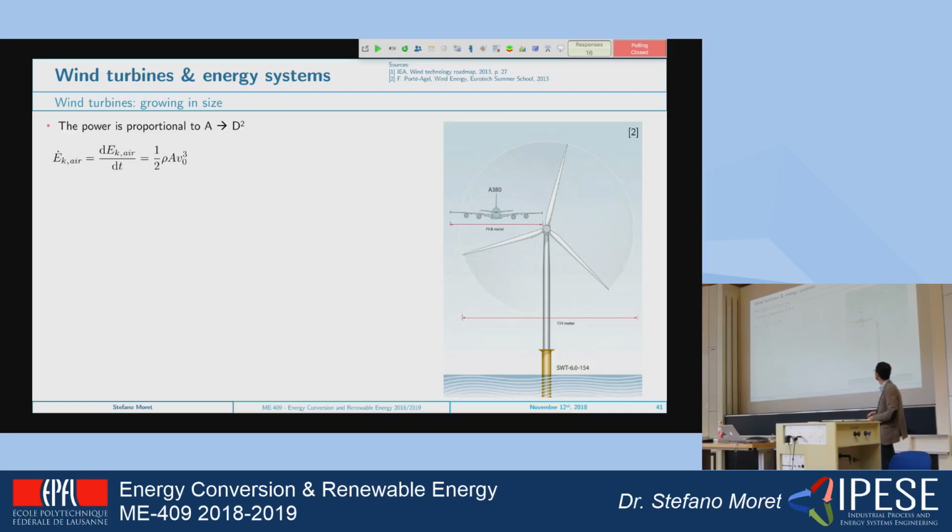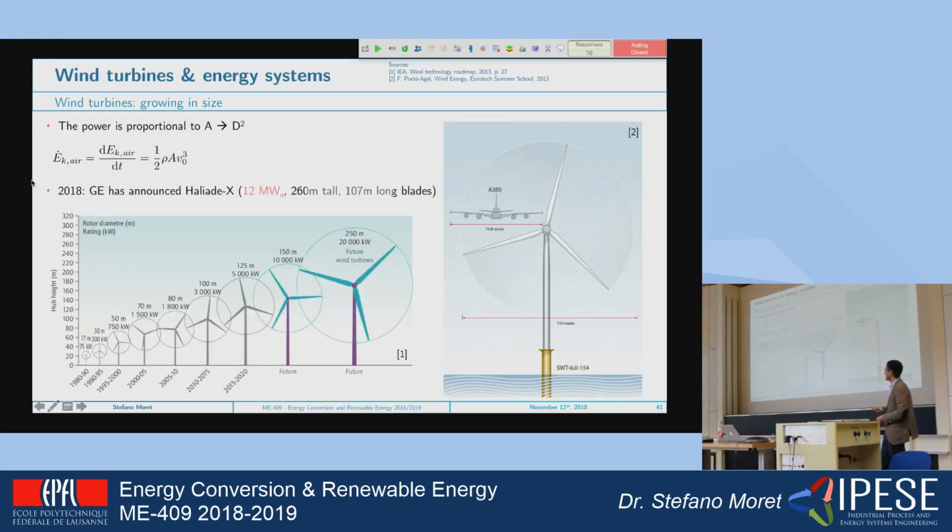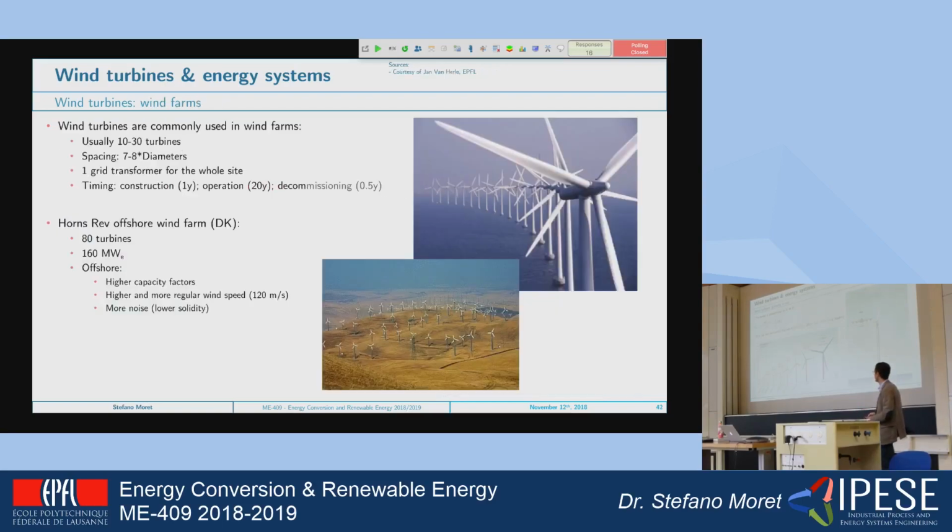Okay. And the last thing is that wind turbines are growing in size. As you see, wind turbines are very big, and actually General Electric just announced a 12 megawatt wind turbine, which would have blades longer than 100 meters. So you have to imagine how big these turbines are, and how difficult it can be to transport them. The challenge is making them as big as possible, because of course they will be more efficient and they will produce more power.